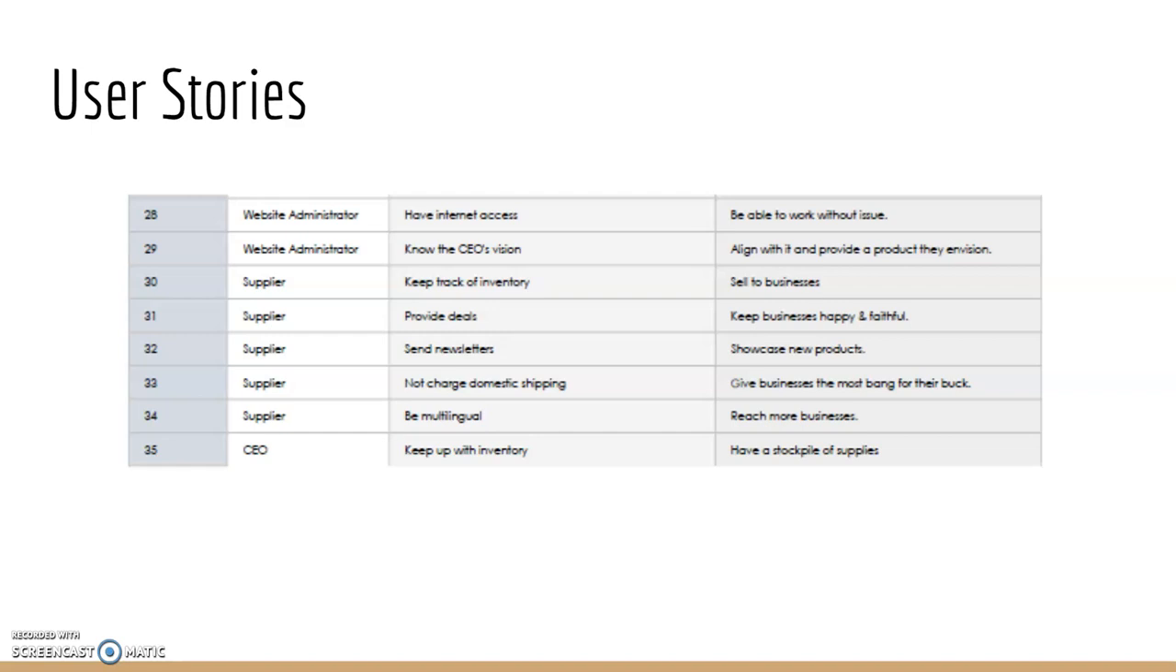Number 34, as a supplier, I need to be multilingual so that I can reach more businesses. That's very important, especially in this day and age. It's so good to have multilingual or bilingual people working for you, so that way you can speak different languages and have that business. That's a not really talked about topic, but it's very important. Mostly Spanish in Southern California. If you speak Spanish and English, you will definitely get a job over someone who isn't bilingual. So that could definitely help.